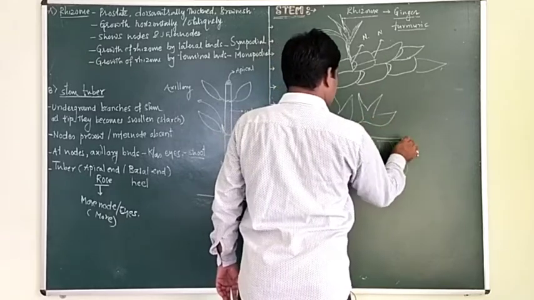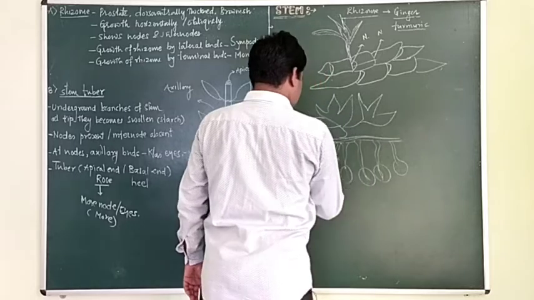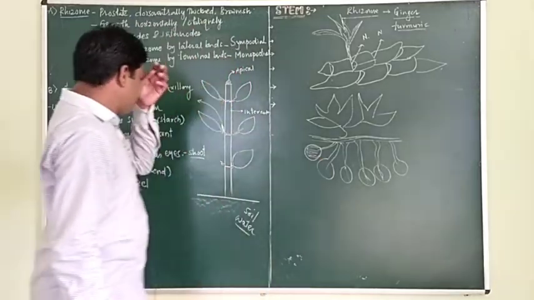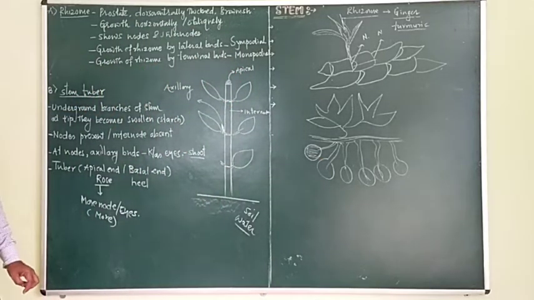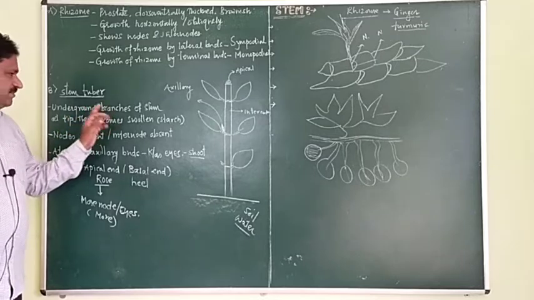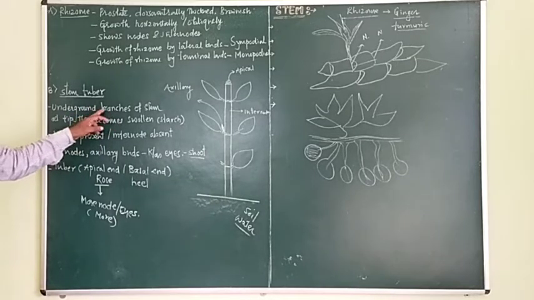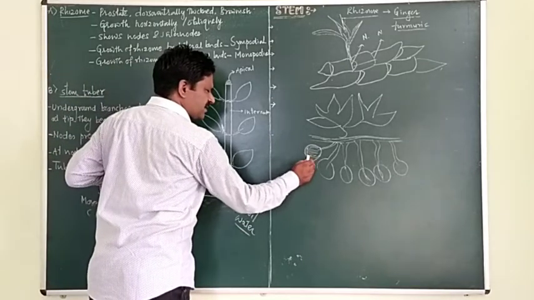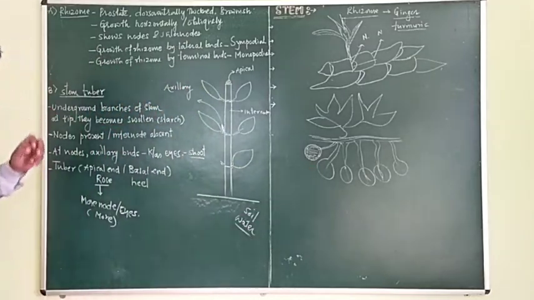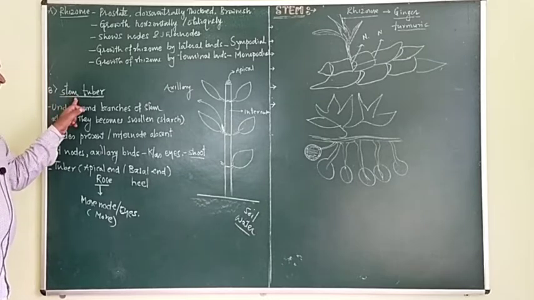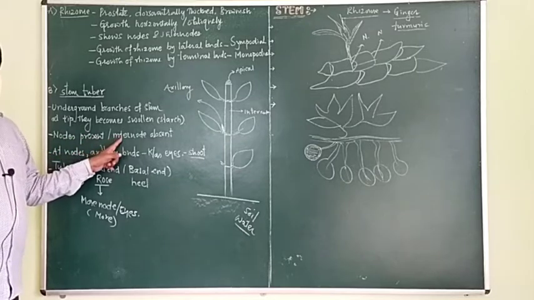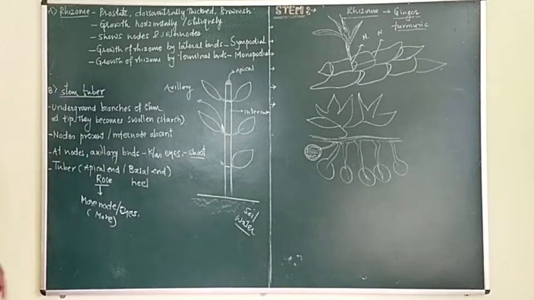These are the stem branches. They grow inside the soil. At the tip of these branches they store food in the form of starch. These underground branches of the stem start branching, and at the tip they become swollen. They store the starch and form the stem tuber. In this stem tuber, the nodes are present but internodes are absent.